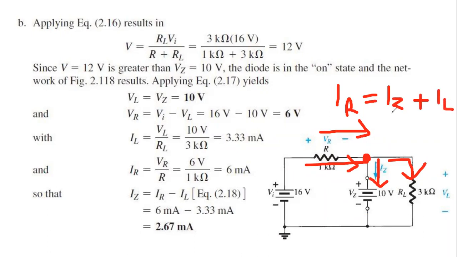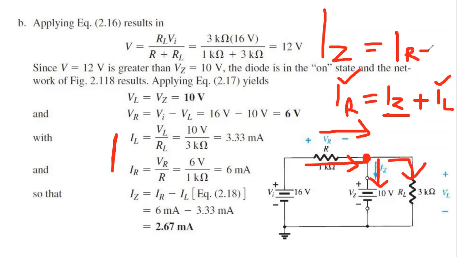From here we need to find out IZ, because we already know IR and IL from these two. So IZ equals IR minus IL. So 6 milliampere minus 3.3 milliampere, which is 2.67 milliampere. So that's how we get the current.